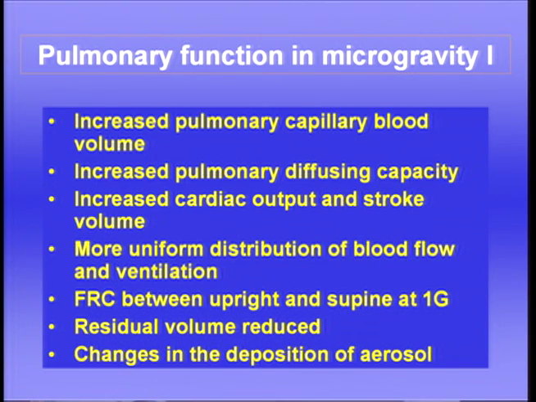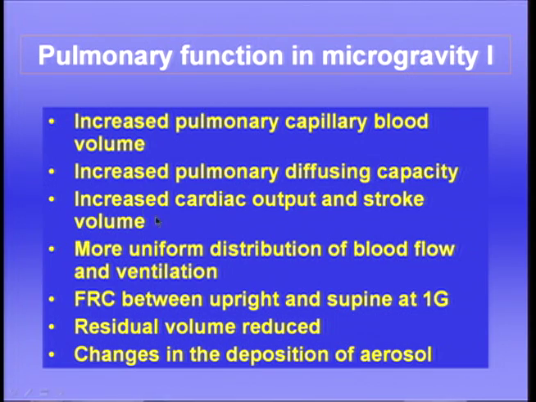Now, all sorts of measurements have been made in space, and it's not appropriate to talk about them here, but I'll just summarize some of the most important findings. As I said, there's an increase in pulmonary capillary blood volume. Why is that? It's because under normal one-gravity conditions, blood tends to pool in the dependent parts of the body, the legs, as I'm standing here. Blood tends to pool there. When you go into microgravity, there's no pooling of blood caused by gravity. Blood tends to come back into the upper part of the body, and thoracic blood volume increases, pulmonary capillary blood volume increases.